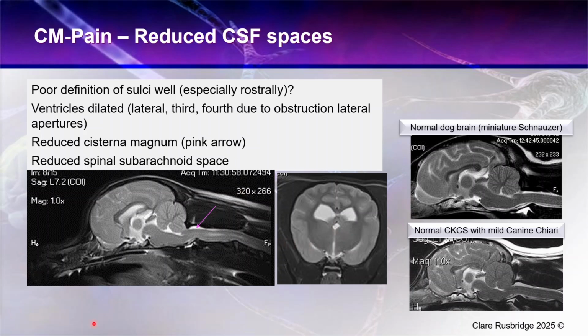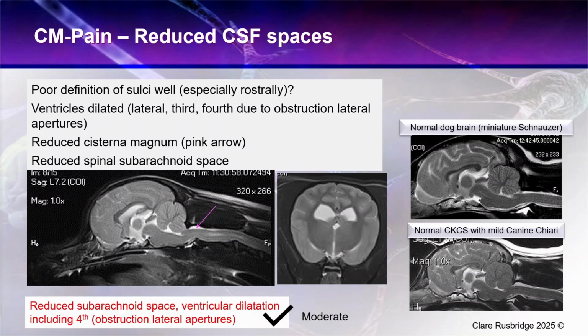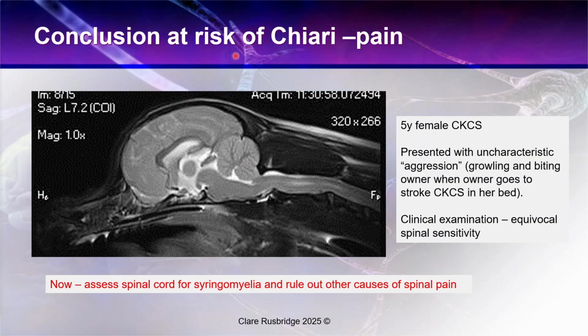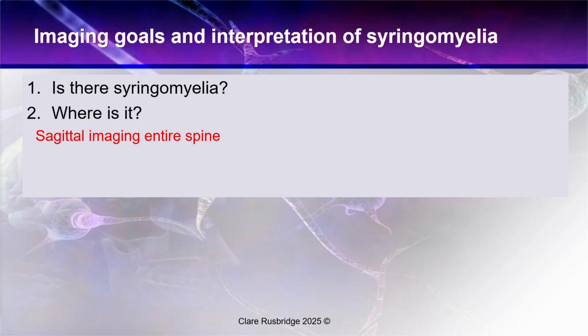So then we make our overall assessment for this dog, and we can conclude, yes, this dog is at risk of Chiari pain. We would also back that up by doing the Chiari Check questionnaire, and that now makes the diagnosis. We need to assess for syringomyelia, and you can see a very small central canal dilatation here. This dog doesn't really have syringomyelia, so I'm going to go on to some other images.